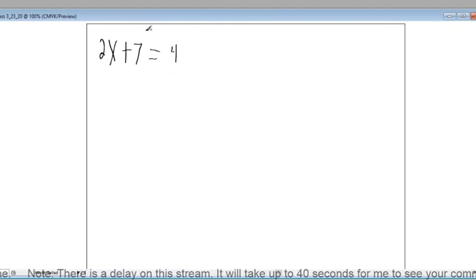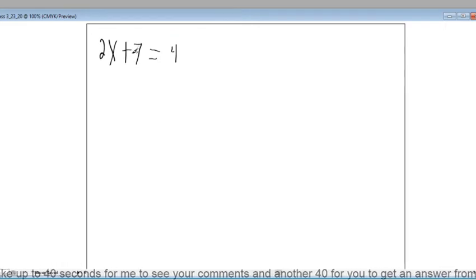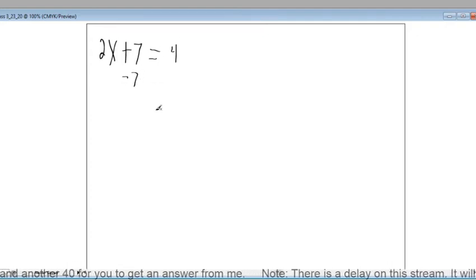The first thing I want to do is say, all right, if I want to get x by itself, I need to eliminate the other numbers on this side. I need to get rid of the plus 7 and the times 2. I'm going to tackle this in reverse order of PEMDAS or GEMS. The last thing we do in GEMS is add and subtract, so I'm going to get rid of any added or subtracted number by doing the opposite. If I have plus 7 here, I'm going to subtract 7.